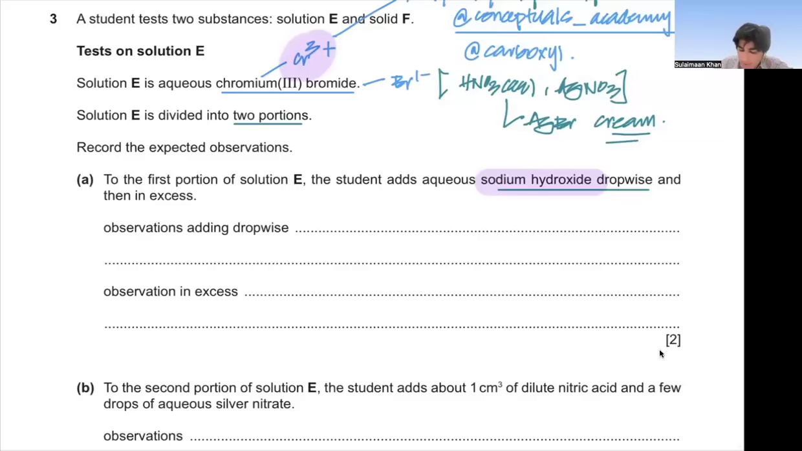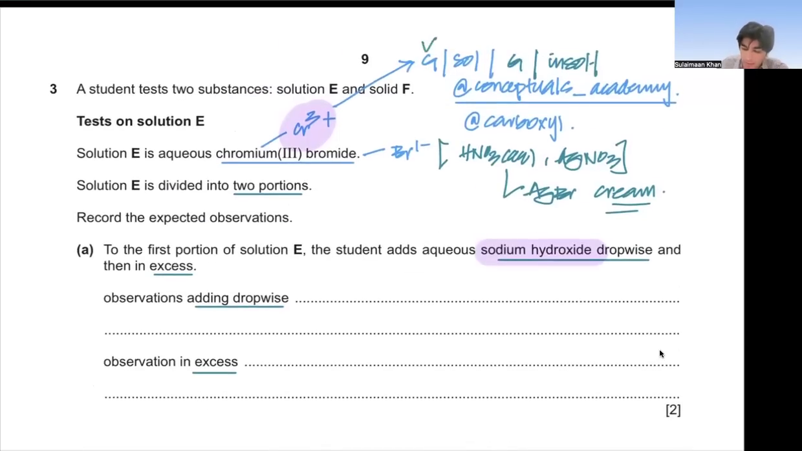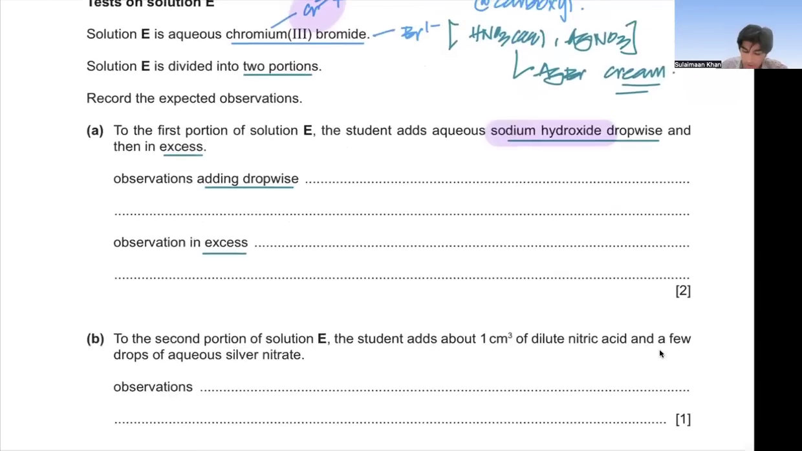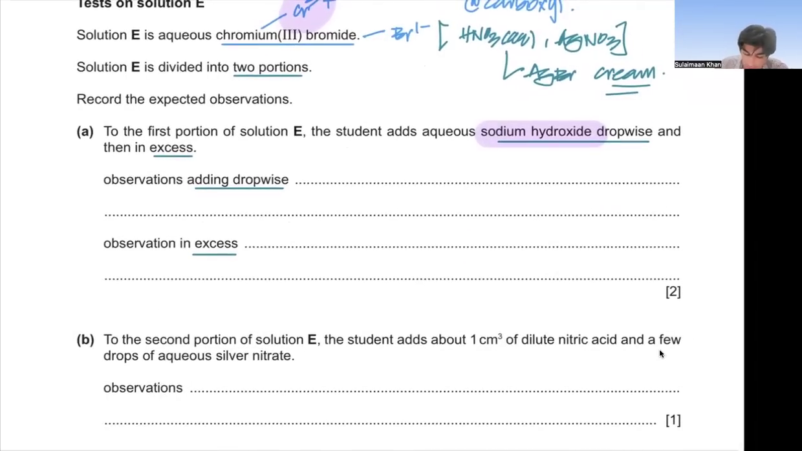But I think he adds it dropwise and then he adds it in excess. What's the observation by adding it dropwise, and what's the observation by adding it in excess? Well, I know dropwise will give you a green precipitate, and excess means soluble. Please, don't write that the observation is "not soluble". That's written for the teacher. Please, it's a green precipitate. The green precipitate dissolves to give a green solution. That's the observation. So you could say a green solution forms, right?